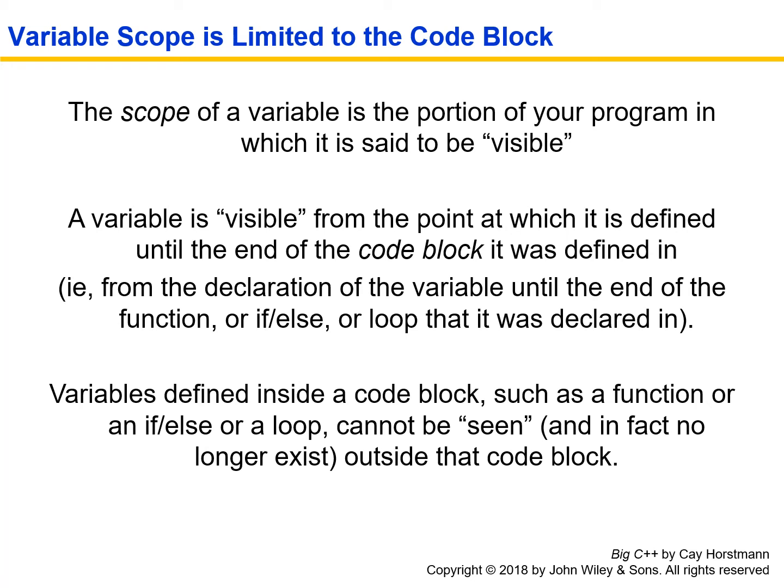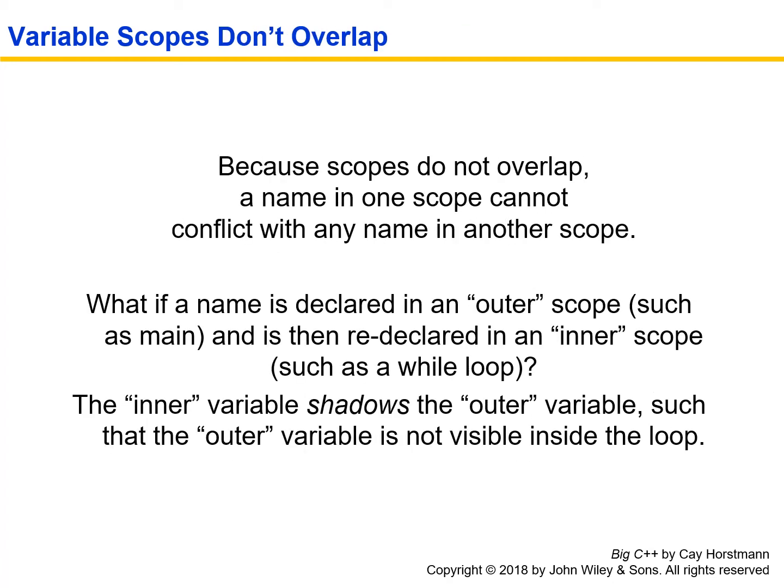Variables defined inside one code block cannot be seen outside that code block. So if I define a variable inside main, it can't be seen by my function. If I define it inside a function, it can't be seen in main. Because scopes do not overlap, a name in one scope is not going to conflict with a name in another scope.